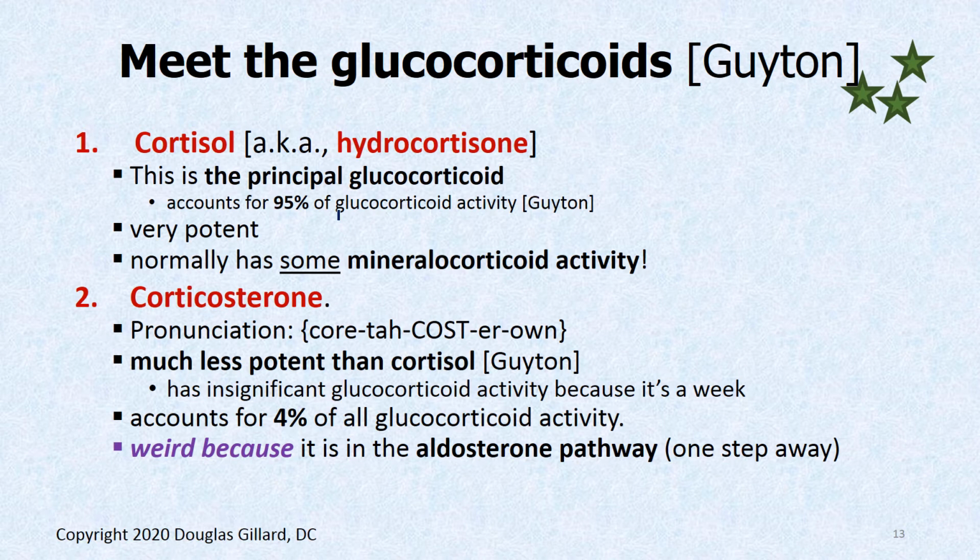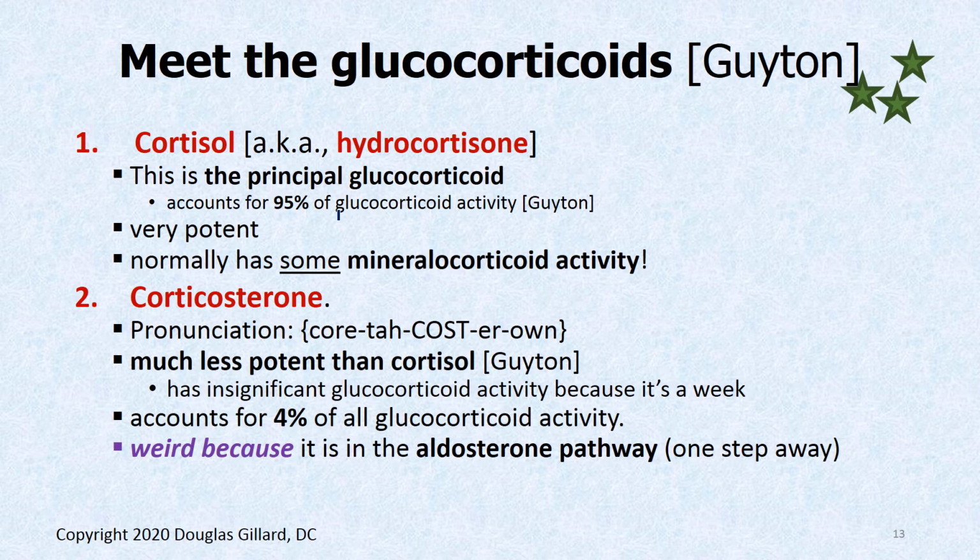Okay, let's meet the glucocorticoids. I think we've talked about these. Cortisol, aka hydrocortisone, is an aka for that. And this is 95%. This is the main glucocorticoid. Corticosterone is weird. It's not super potent, but it does have a little bit of an effect. It accounts for about 4% of glucocorticoid activity.